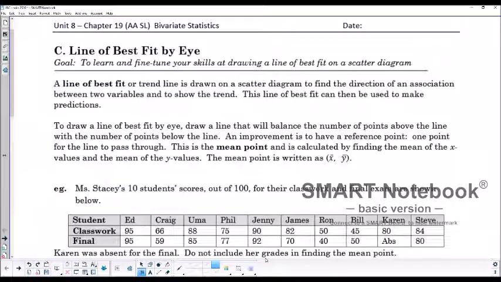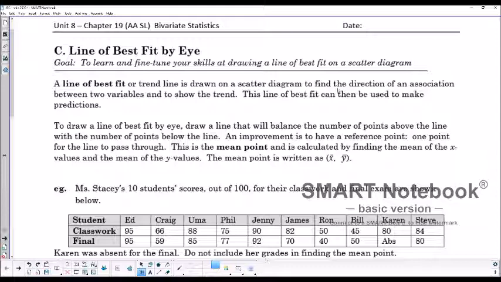Hi, welcome to lesson 19C, line of best fit by eye. We're going to be looking at trend lines drawn by eye. We're going to be using our eye to line things up properly, using a hand-drawn scatter plot and a ruler, and trying to get the line that would best fit the data, which shows the general average or general trend of all the data points, summarized down into a line.